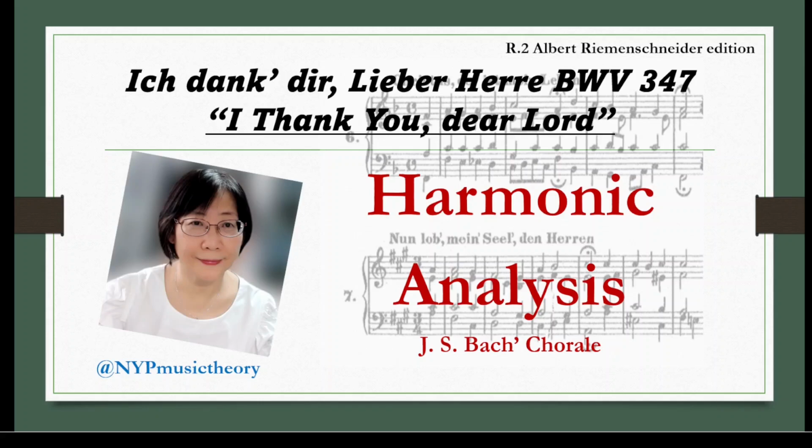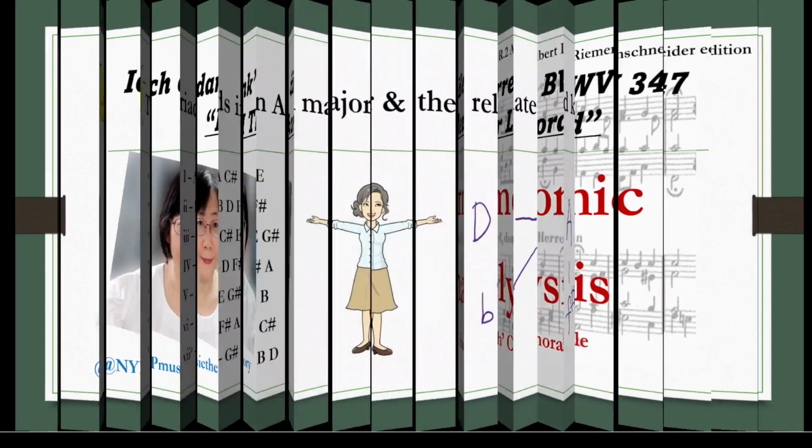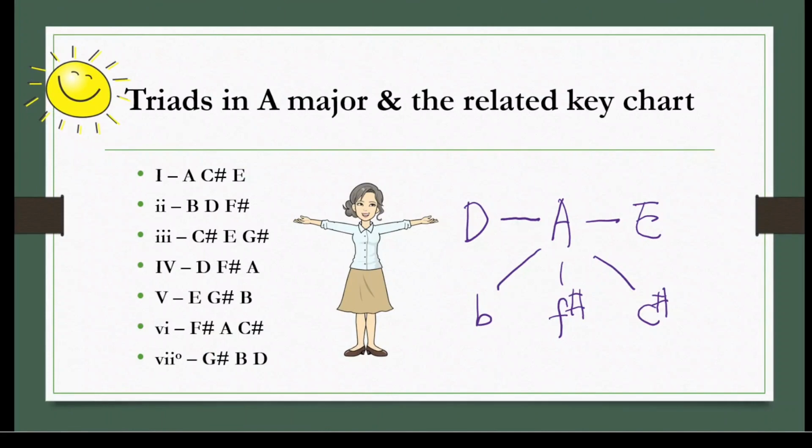Today's harmonic analysis of Bach's chorale is R2 from the Albert Riemenschneider edition. The title is Ich dank dir, lieber Herr, which means I thank you, dear Lord. The very first thing to prepare is to understand the key of this chorale. It is in A major. Therefore, we prepare all the triads in A major and the related key chart for modulation.